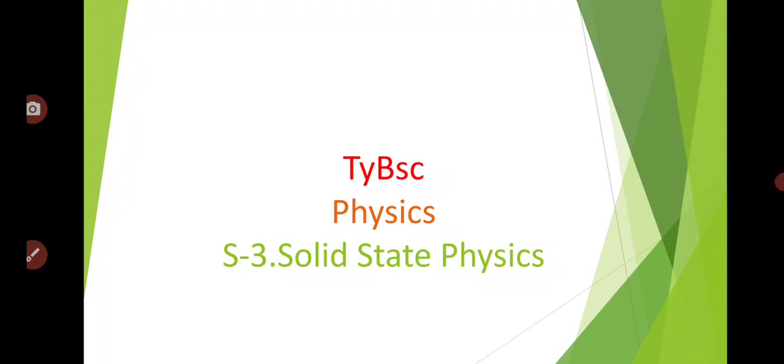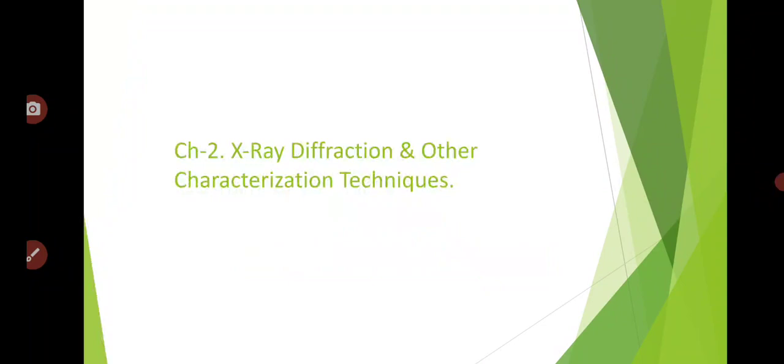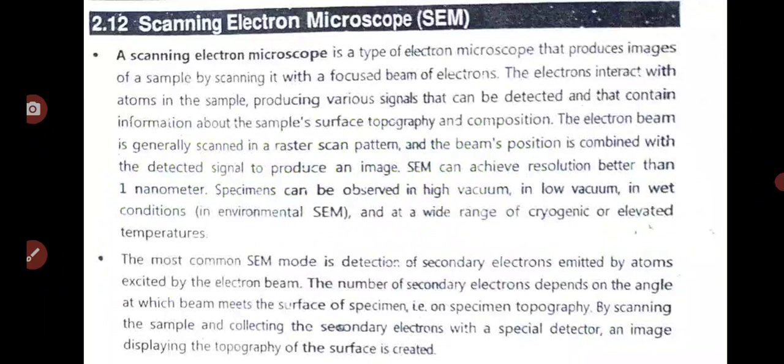We have to see here our subject is solid state physics, and we want to continue the lecture on the second chapter, which is X-ray diffraction and other characterization techniques. In this lecture we want to see the next characterization technique, which is the scanning electron microscope. This technique is used for analysis or understanding the topography and composition of the sample or atom or material.